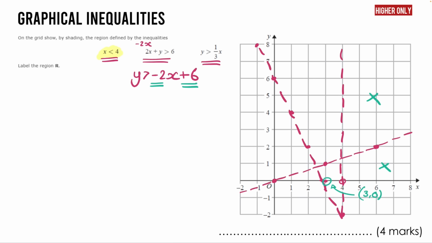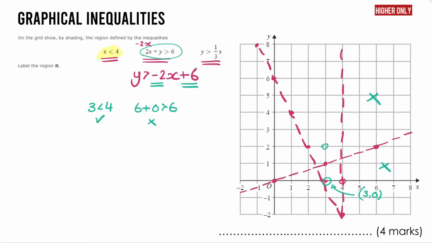Now it doesn't take too long to test these. I'm going to write them out, but you could do some of them in your head. Now x has got to be less than 4, so we've got 3 is less than 4 for that coordinate, so that's fine. For the next one, and I'll just use the original one up here, 2 times x, which is 6, plus the y coordinate 0 has to be greater than 6. Well, it's not greater than 6, it's equal to 6, so that one doesn't work. So I need to pick a different coordinate.